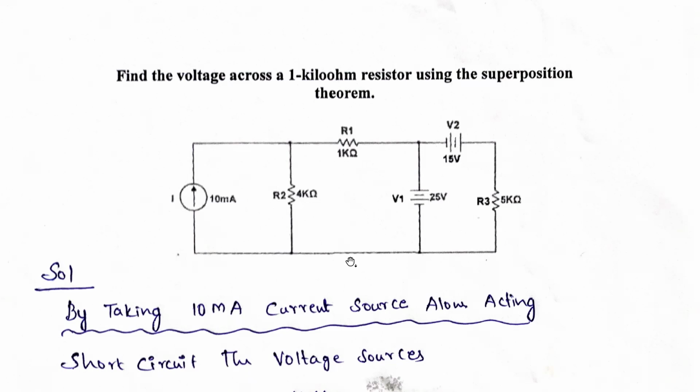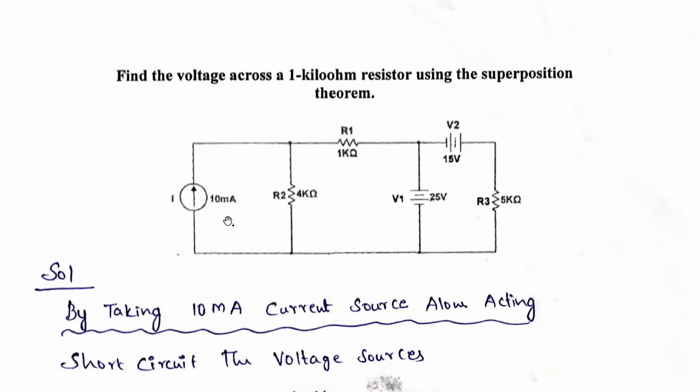So what does the superposition theorem state? It states that in any linear network containing two or more sources, the response in any element is equal to the algebraic sum of the responses caused by the individual sources acting alone, while the other sources are non-operative. The steps of this theorem were explained in our previous class itself. I'll give you that link in the description. If you want to refresh, do that and then come to this problem.